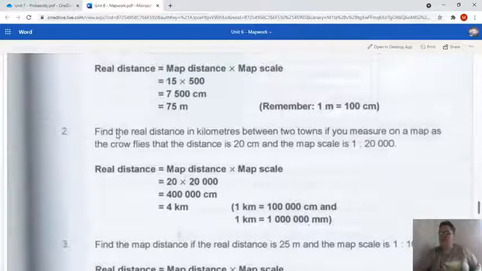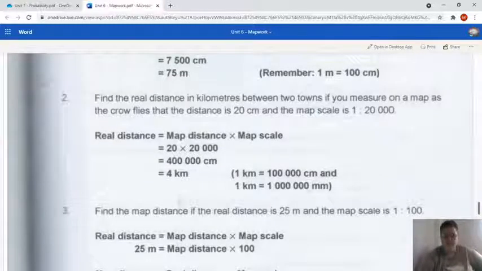Find the real distance in kilometers between two towns if you measure on the map as the crow flies. The distance is 20 centimeters on the map, and the map scale is 1 to 20,000. Okay, so what is as the crow flies? You cannot go and measure exactly. So as the crow flies means over bushes, over roads, over everything. It's an estimate answer that you're going to give to them. So you take your piece of string or you take your ruler and you measure this to get your answer.